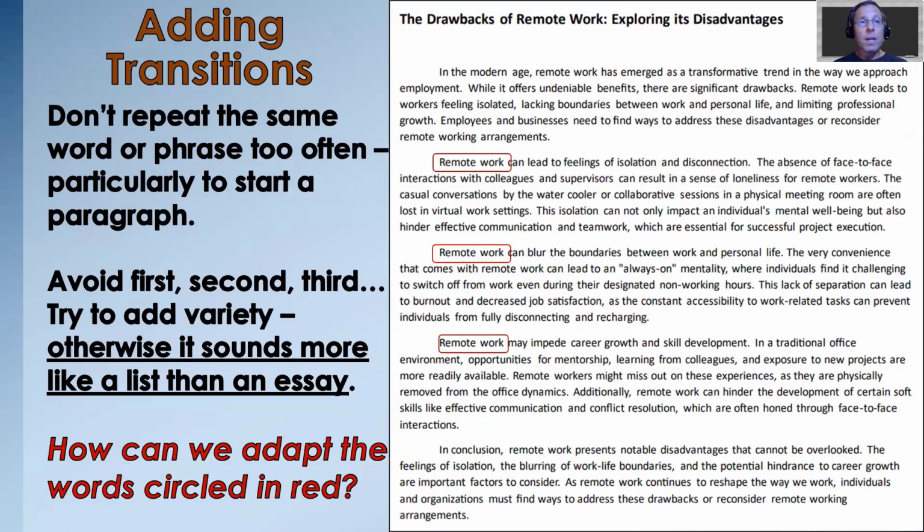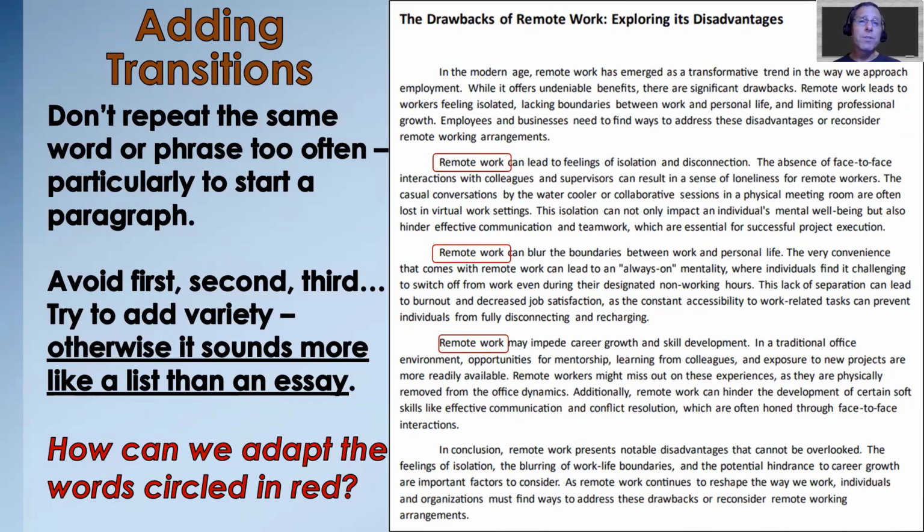This is an example of our essay that we went over last week. If you look at each of our body paragraphs, the first two words in each paragraph are "remote work," "remote work," "remote work." We want to add a little bit of variety to our writing, and we also want to indicate what idea we're discussing. So I want you to think about how you could add transitions to each of these topic sentences.